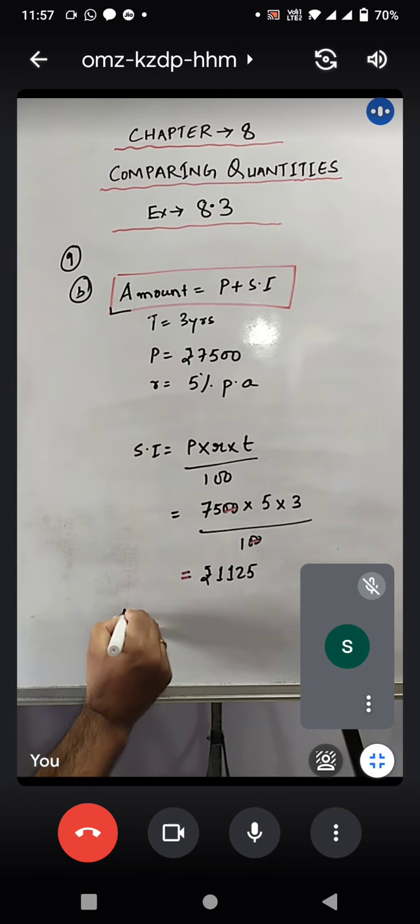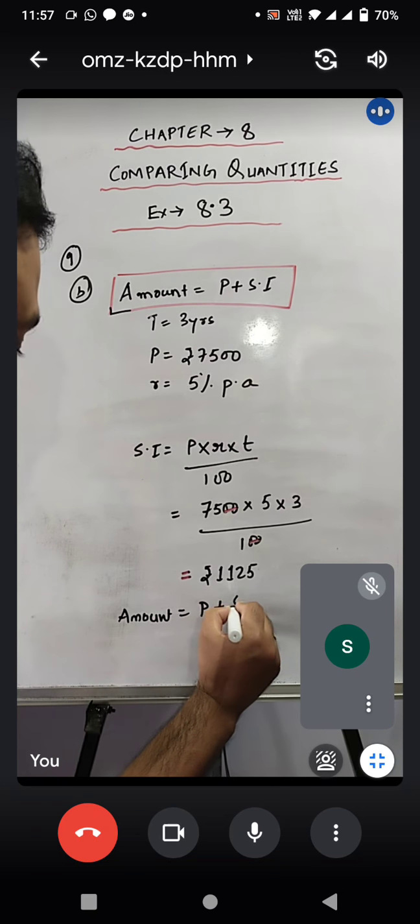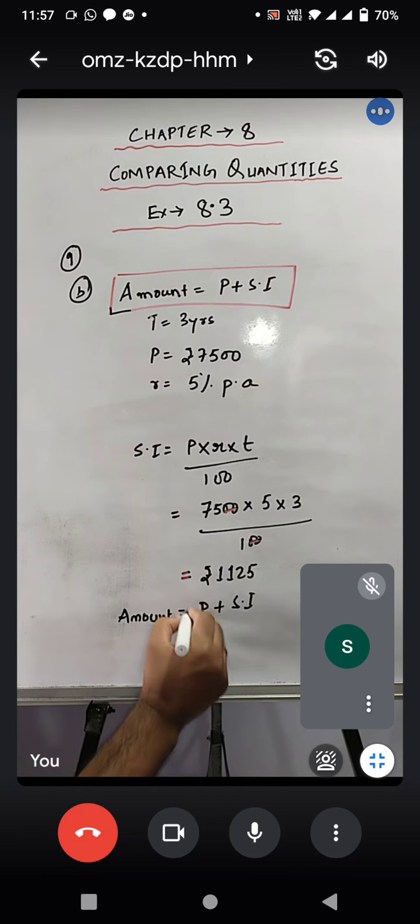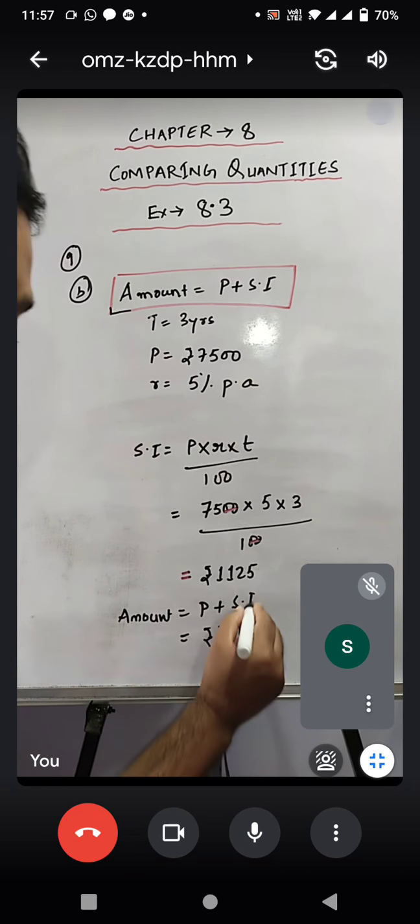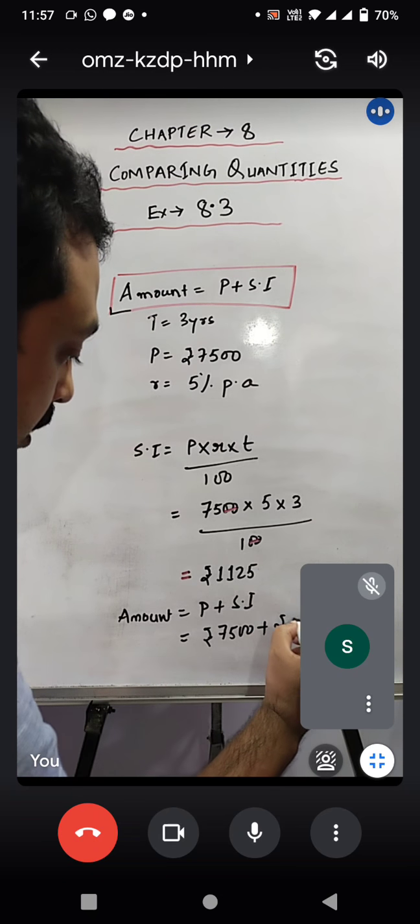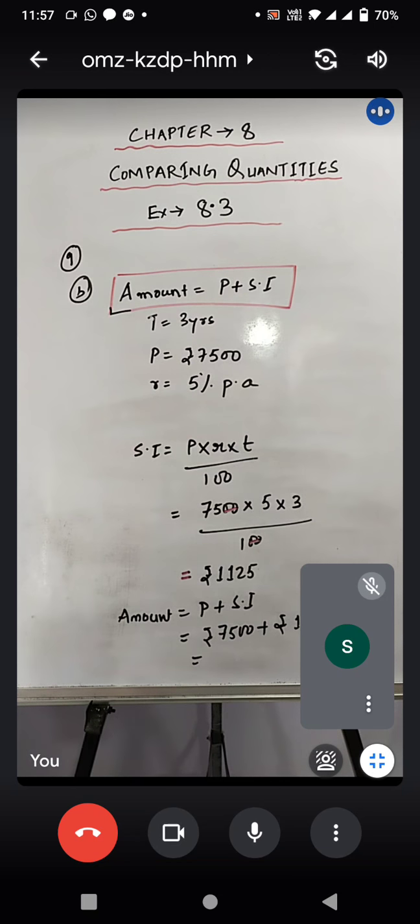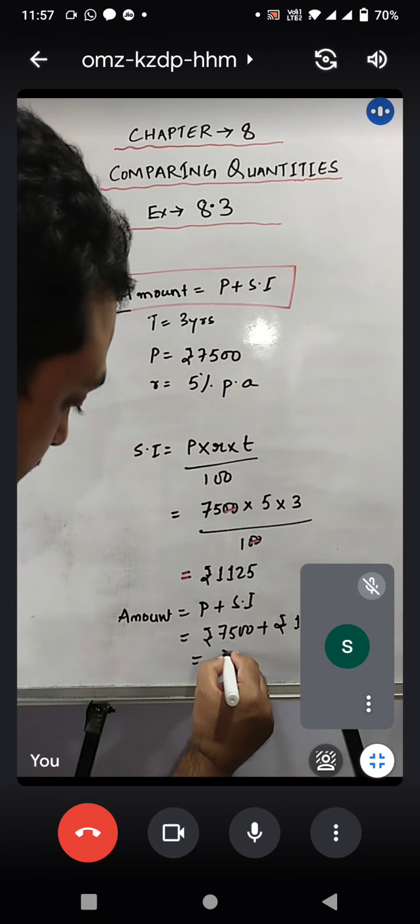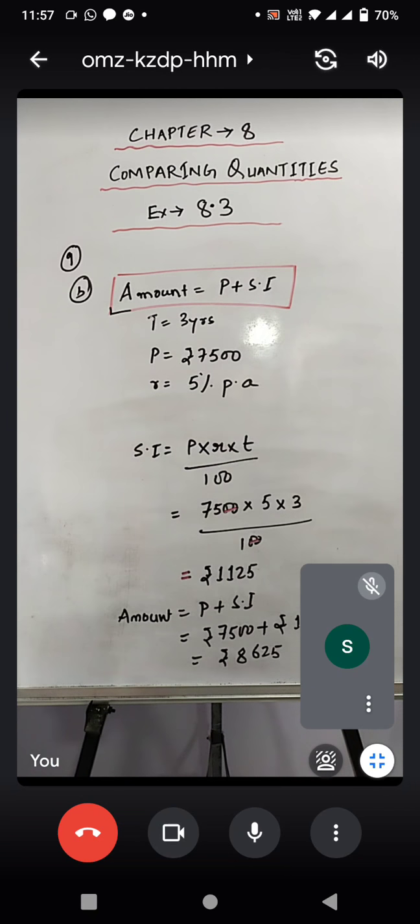Now what will be the total amount? Total amount would be, again we write the formula, principal plus simple interest. Principal is given as rupees 7,500 plus SI is rupees 1125. Now if I add these values, then I will get the answer as rupees 8,625. So this is the required answer of sum number B of question number 9.